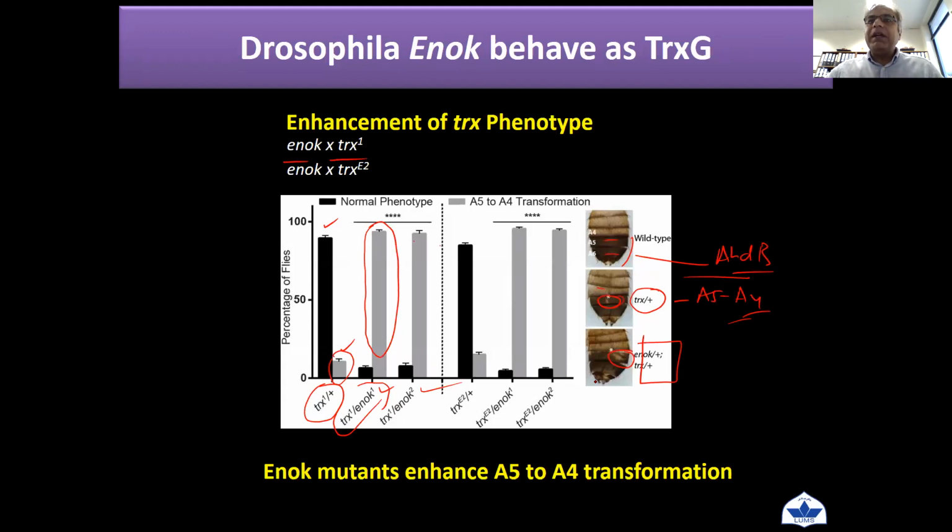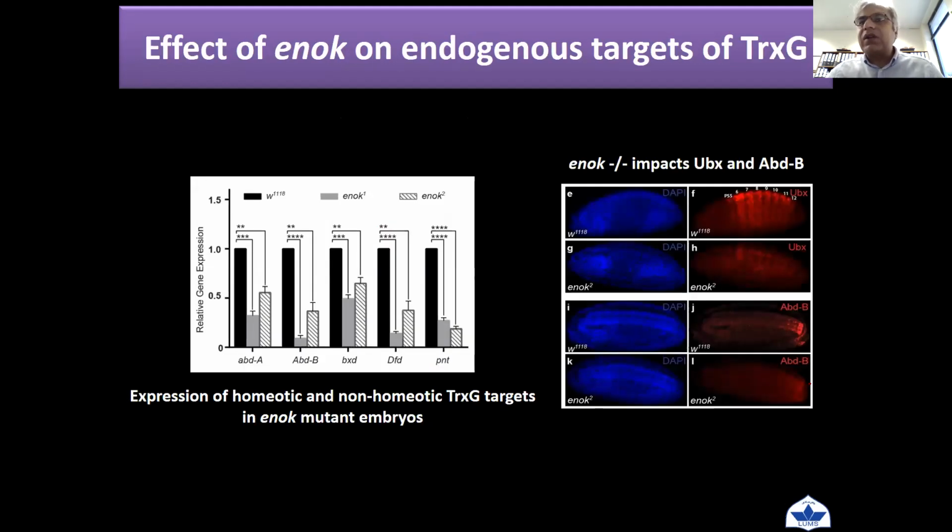I just told you this is due to ABDB. So here you look at expression of ABDB. This is the wild type expression of ABDB in white 1118 mutant. You don't see any effect on ABDB. This is the ABDB expression. But in the Enoch mutant, look, ABDB is gone. Or in the UBX expression, which is a homeotic gene, UBX is expressed from parasegment 5 to parasegment 12. And in Enoch mutant, you see strongly depleted or diminished amount of UBX expression.